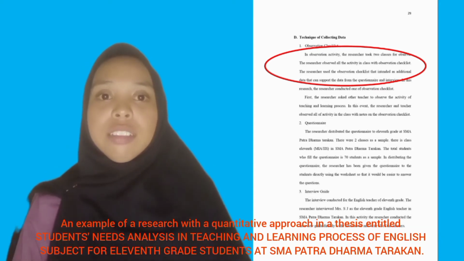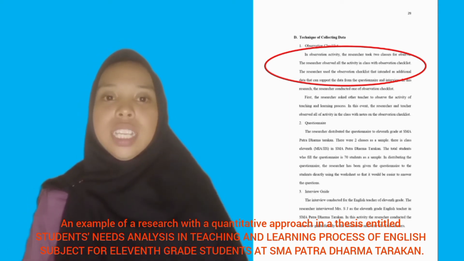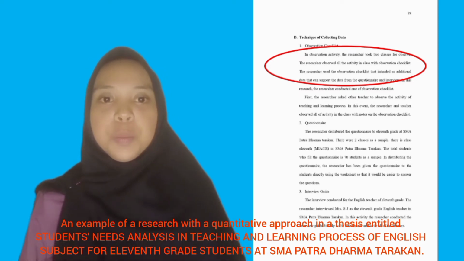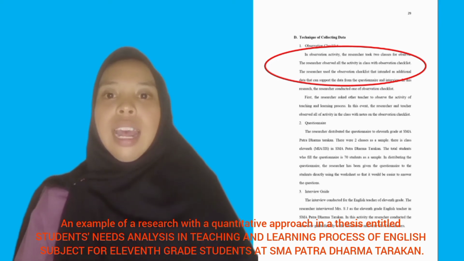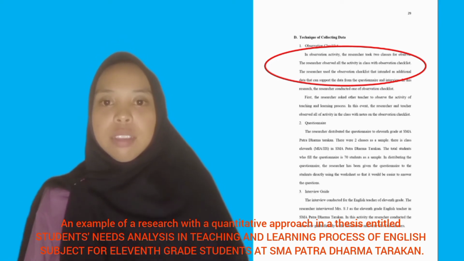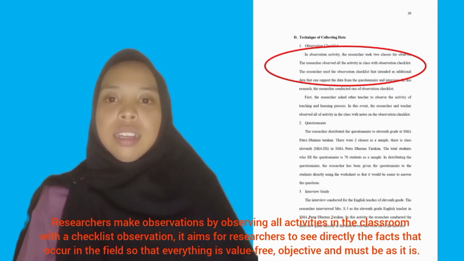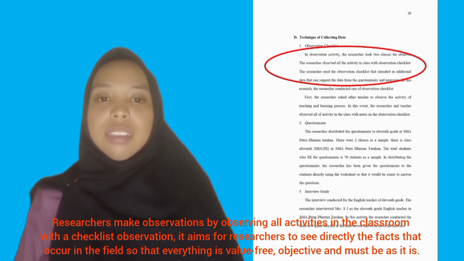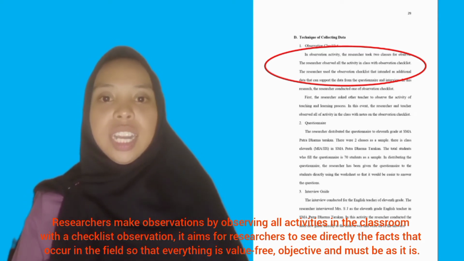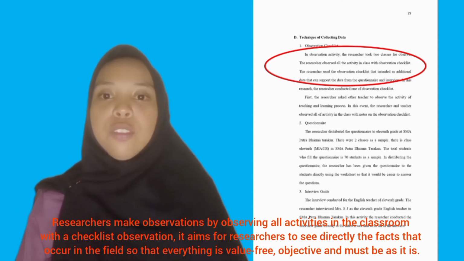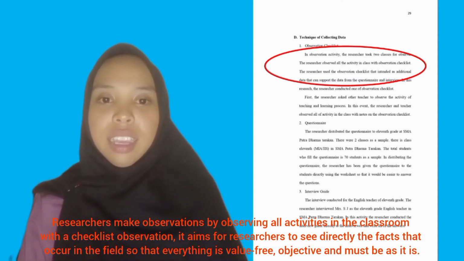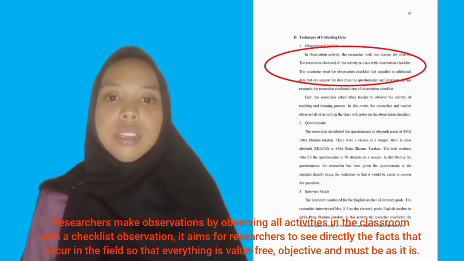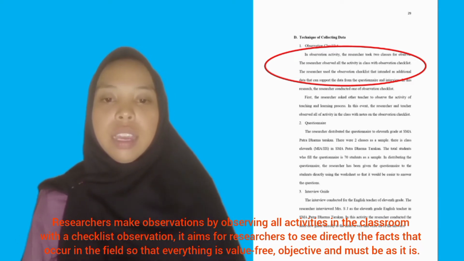An example of research with a quantitative approach is a thesis entitled Students' Needs Analysis in Teaching and Learning Process of English Subject for Element Grade Students at SMA Patra Dharma Tarakan. Researchers make observations by observing all activities in the classroom with a checklist observation. It aims for researchers to see directly the facts that occur in the field, so everything is value-free, objective, and must be as it is.